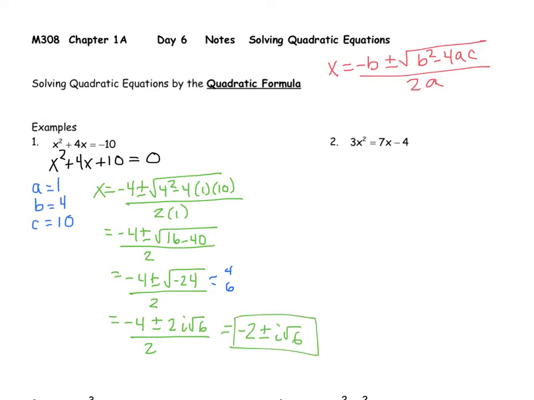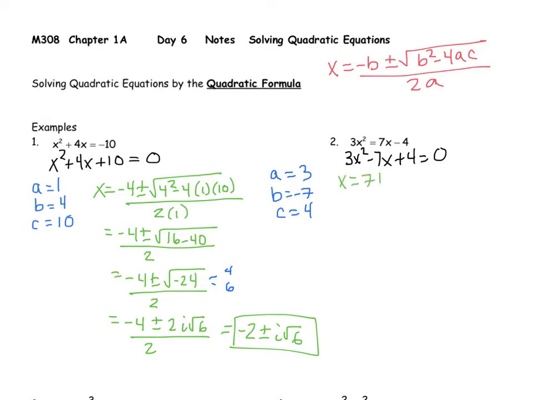Alright, number 2 is pretty straightforward as well. Again, first thing I'm going to do is just move everything over to one side. It doesn't matter which side you move things to. I'm going to identify my a, b, and c. This time I've got a is 3, b is negative 7, and c is 4. And then just plug it into the formula.